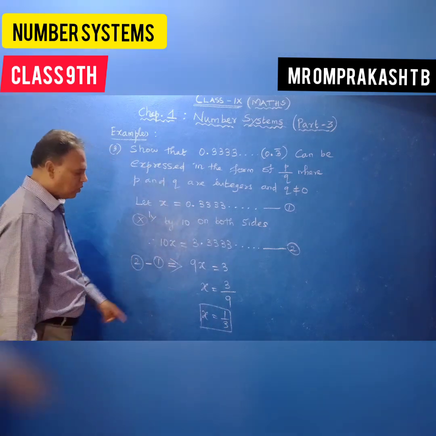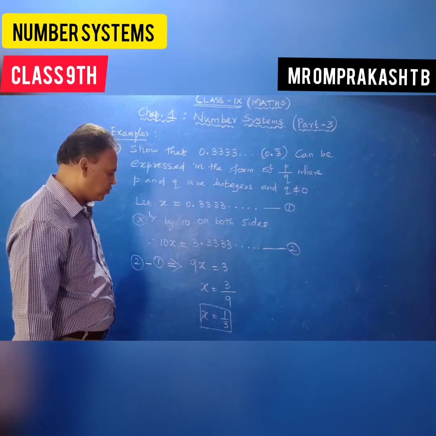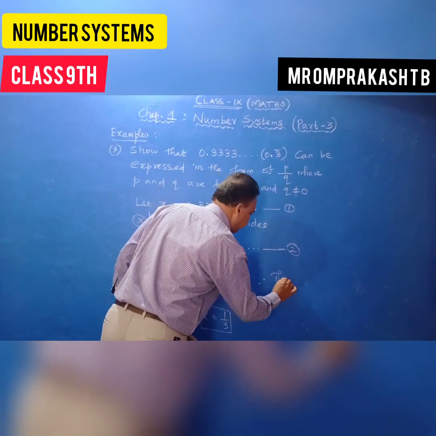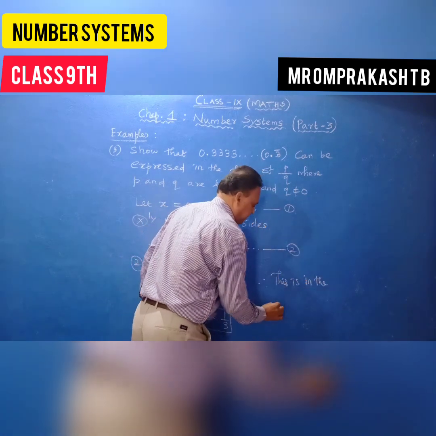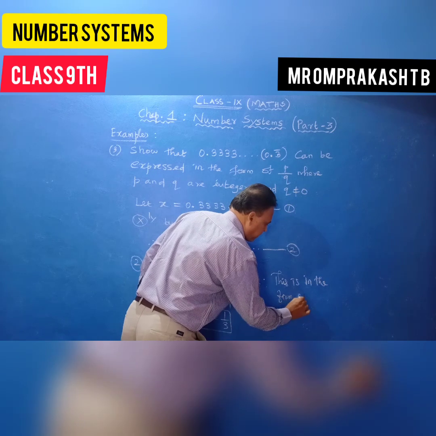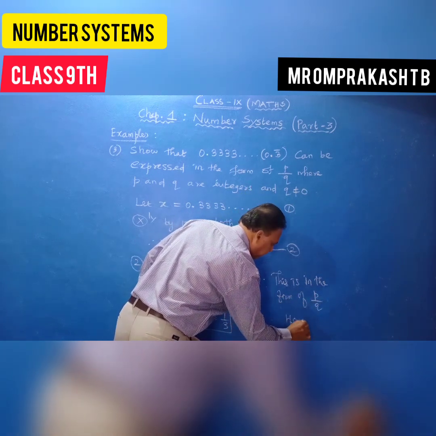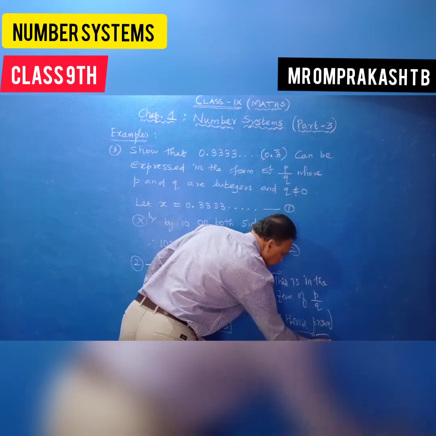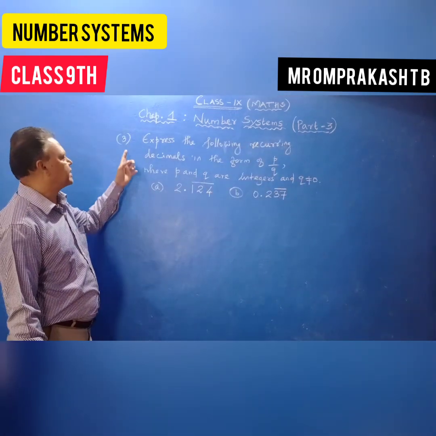x is equal to 1 by 3, which is in the form of P by Q. Hence proved. Therefore, this is in the form of P by Q. Understand? You see next example.